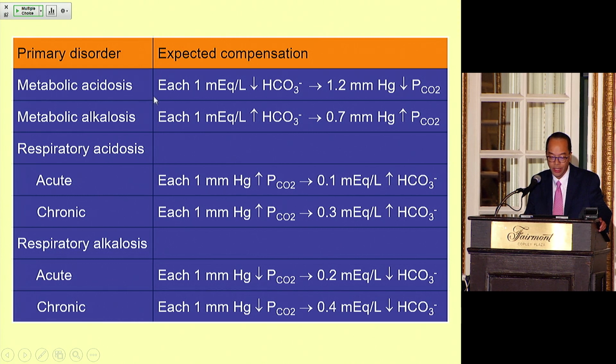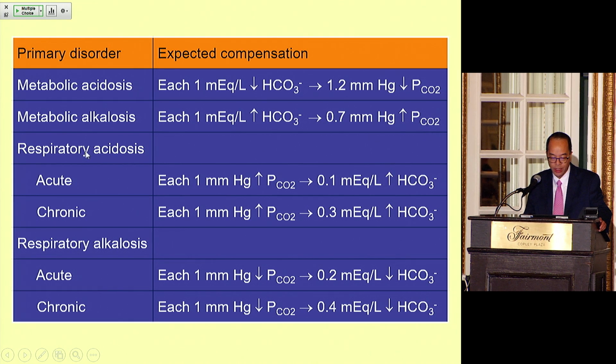And so in the setting of a metabolic acidosis, of course, we respond by hyperventilating to bring down our PCO2. And the expected response for every milliequivalent per liter decrease in bicarb is a 1.2 millimeters of mercury decrease in PCO2. And that's a fairly reliable and fairly rapid compensatory response. Metabolic alkalosis, the opposite. Less reliable because there's a limit to how much the PCO2 is going to go up before you get respiratory drive to breathe faster.